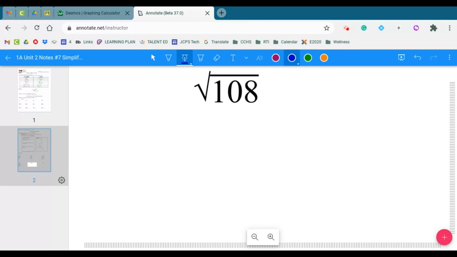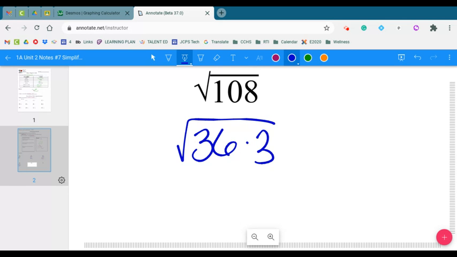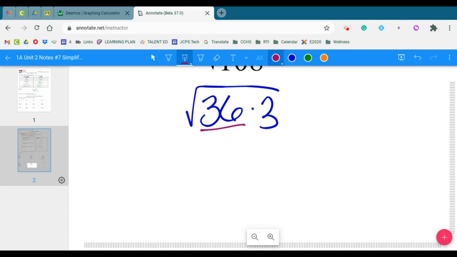Okay, square root of 108. What goes into this? Now this you might have to get your calculator. So do 108 divided by 81, the next one. That doesn't work. So do 108 divided by 64. That doesn't work. Do 108 divided by 49. That doesn't work. 108 divided by 36. That works. So you may have to get your calculator and just start dividing sometimes, which is perfectly okay. Square root of 36 is 6. Square root of 3.